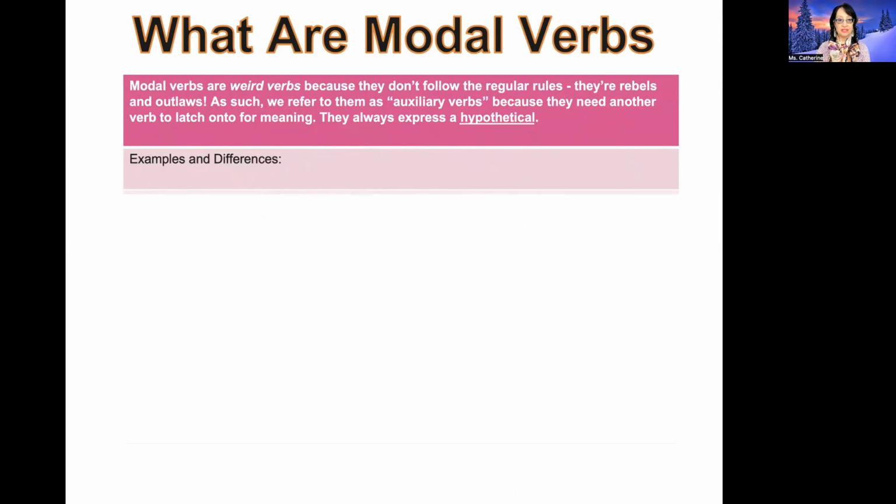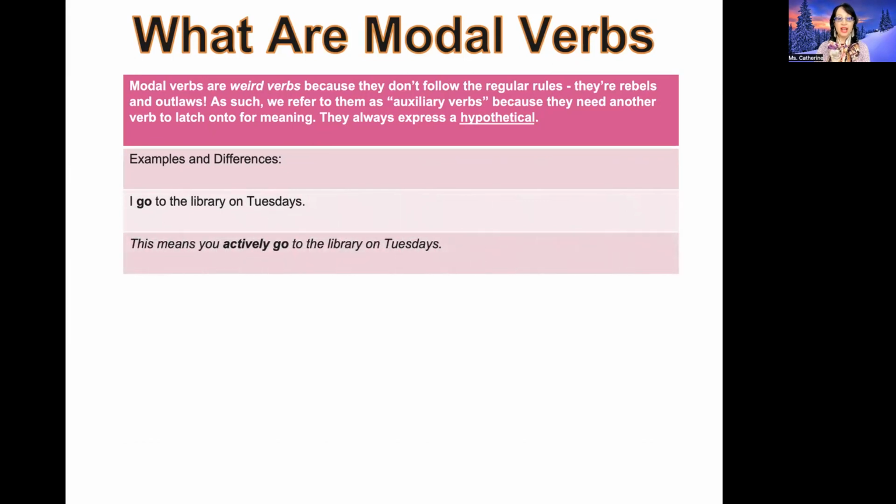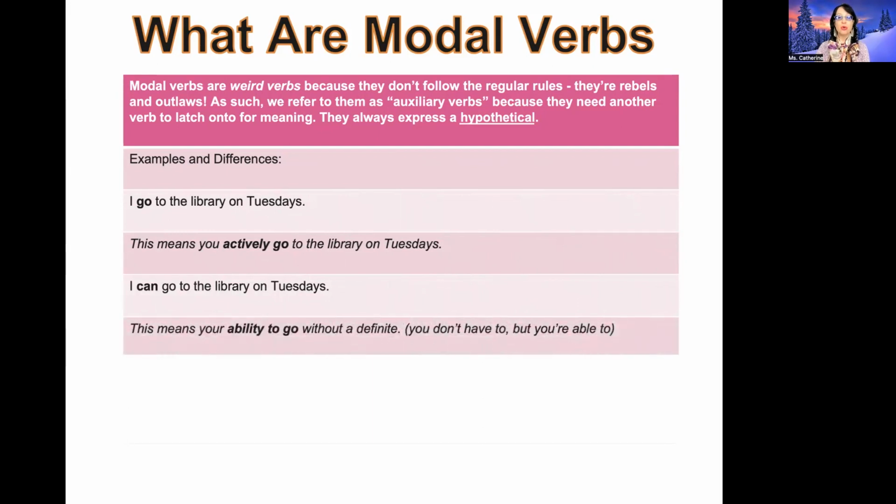Example and differences. For example, I go to the library on Tuesdays. This means you actively go to the library on Tuesdays. I can go to the library on Tuesdays. This means your ability to go without a definite. You don't have to, but you're able to.